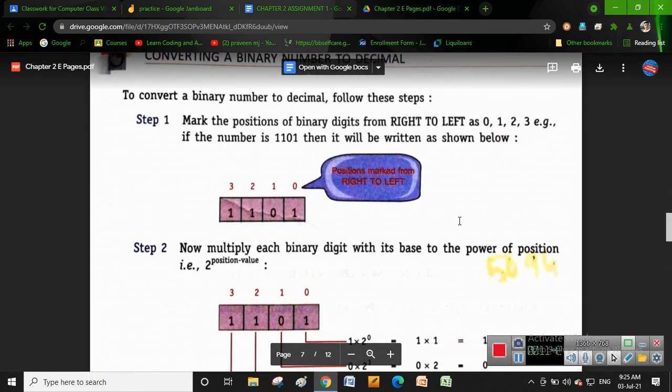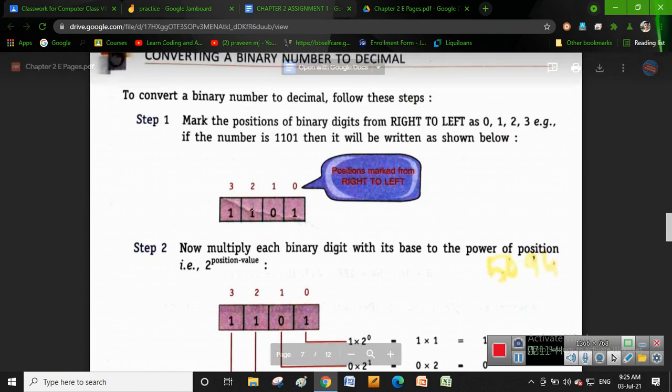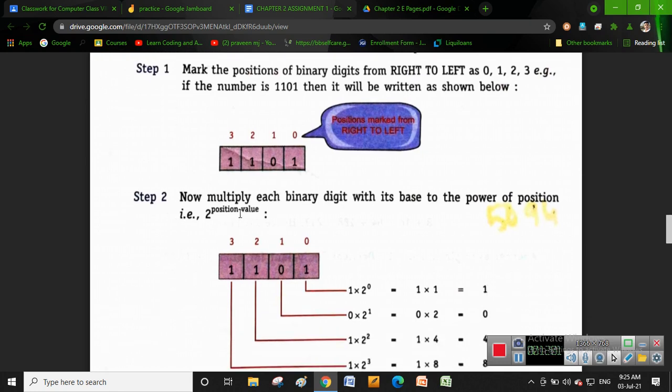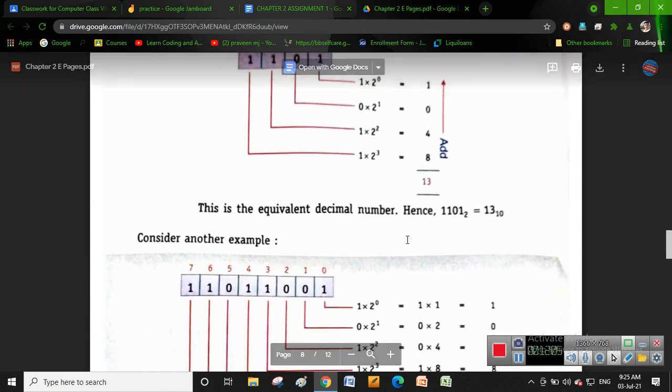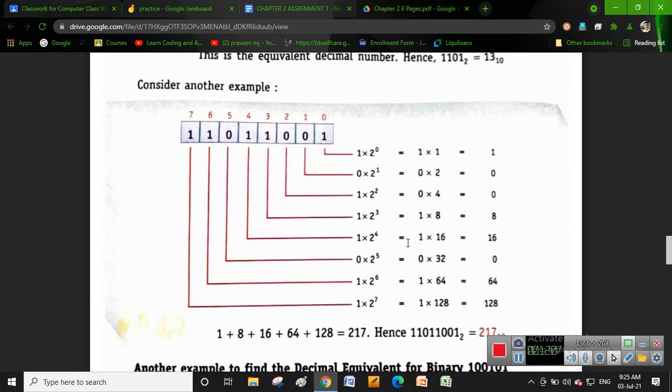Again I am telling, whatever binary number you got, first get the position values from the right side, increasing 0, 1, 2, 3. Now multiply each binary digit with its base, that is 2 to the power of its position value. Then add the resultant values, and you will get the equivalent decimal number. I hope all of you have done it.